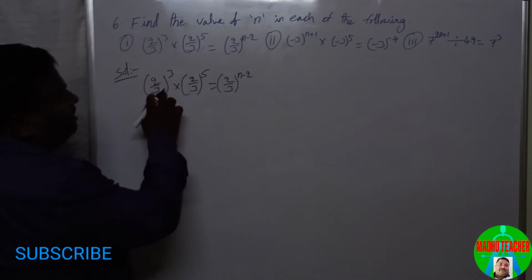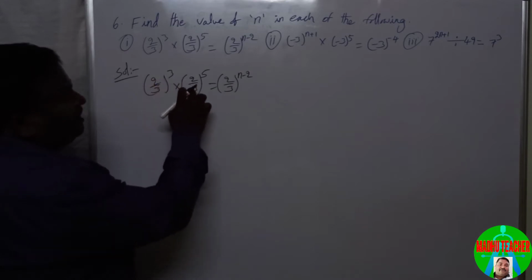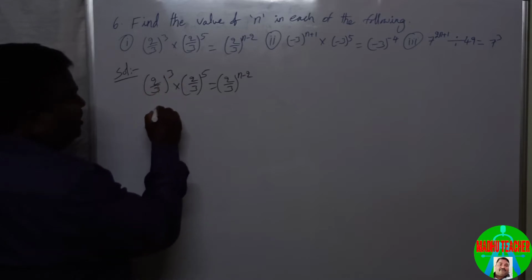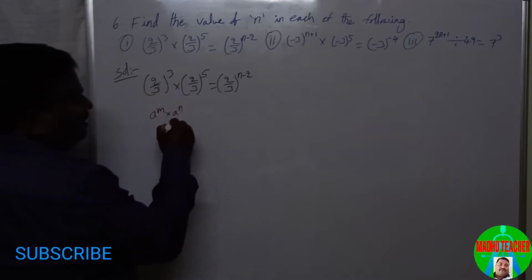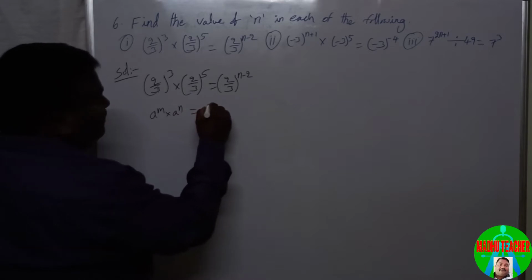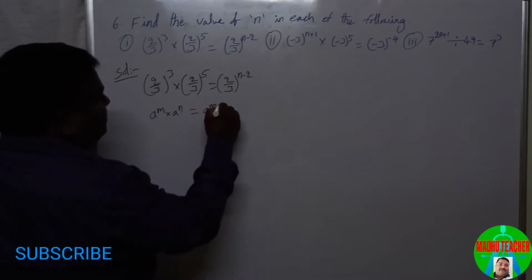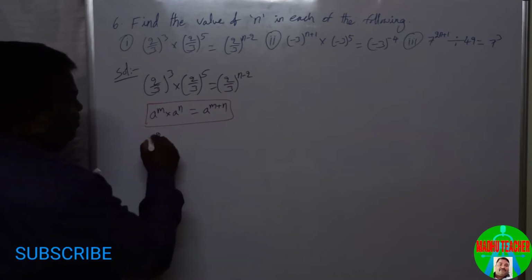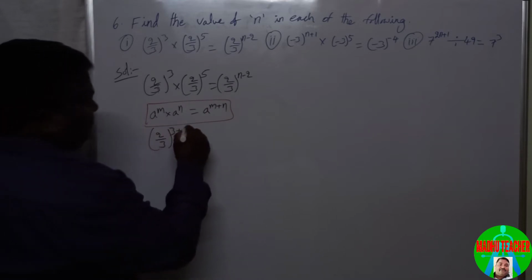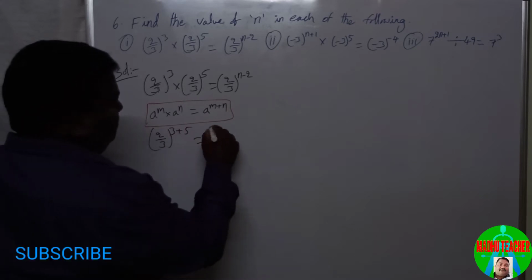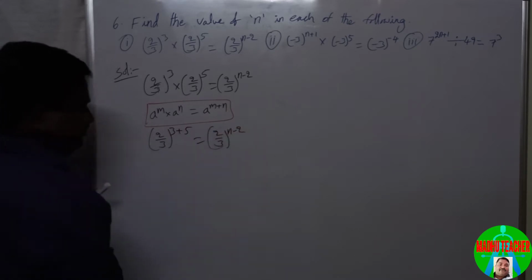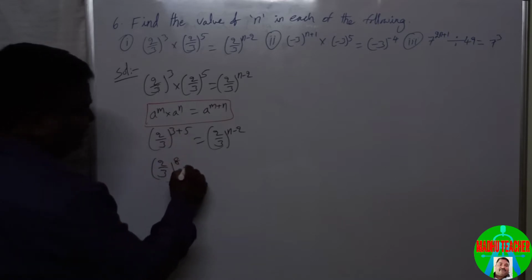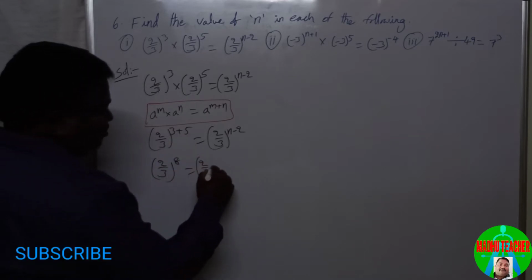So that is 2 by 3 whole power 3 into 2 by 3 whole power 5. We have same bases. So it is in the form of a to the power of m into a to the power of n, that equals a to the power of m plus n. So that equals 2 by 3 whole to the power of 3 plus 5. So that equal to 2 by 3 whole to the power of n minus 2. 2 by 3 whole to the power of 3 plus 5 is 8 equal to 2 by 3 whole to the power of n minus 2.